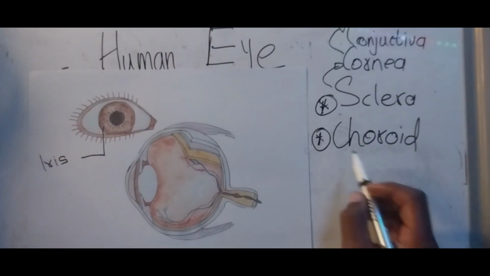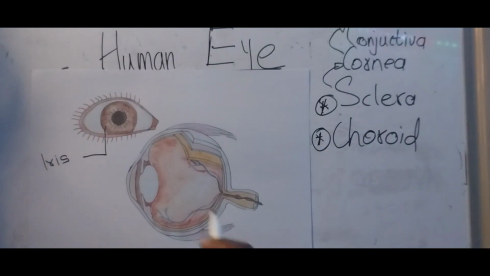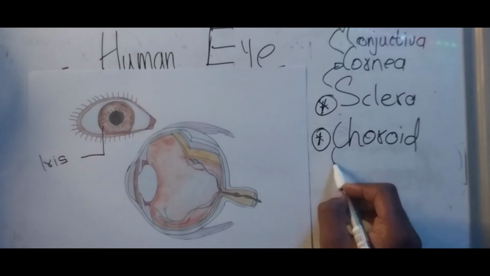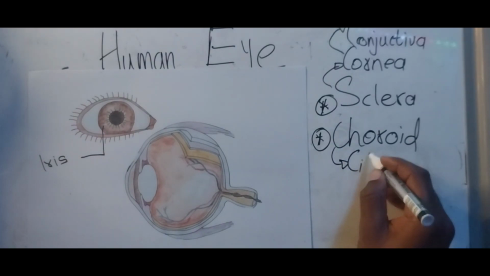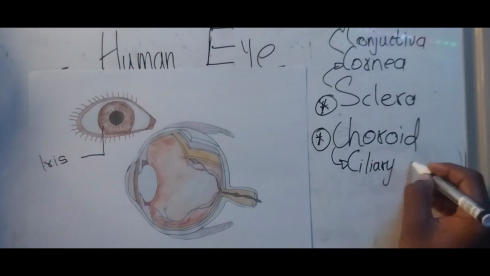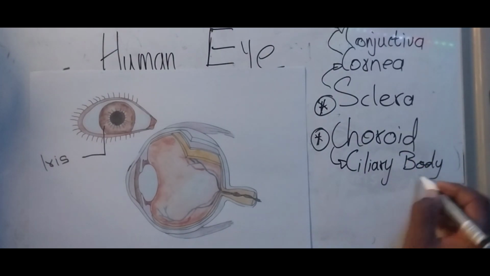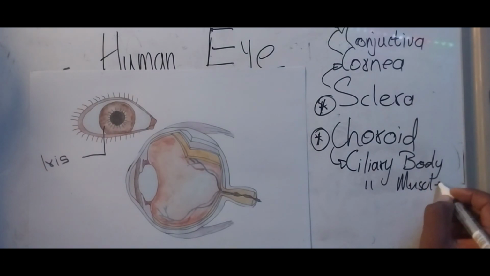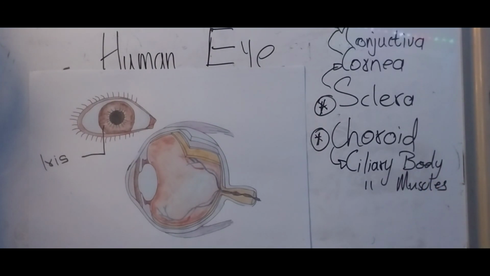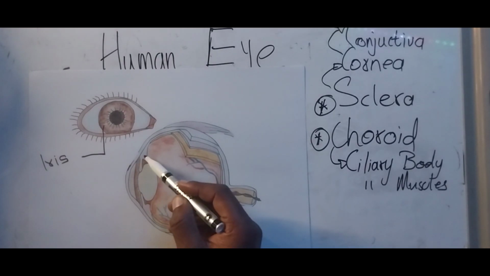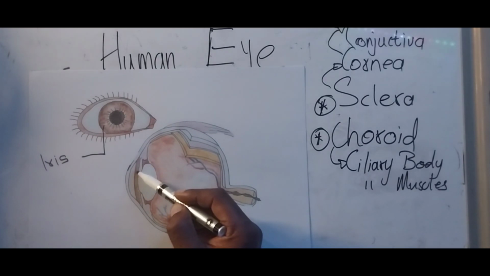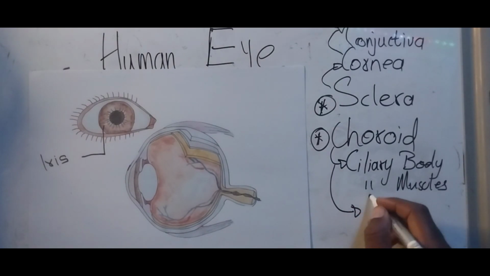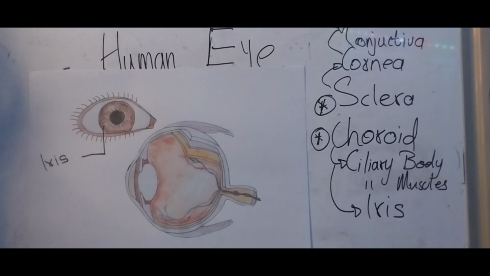Let me write it down. So the choroid is this part, and as it goes forward there, it gives rise to the ciliary body. The ciliary body has ciliary muscles. Then the ciliary body goes down again to give rise to the iris. I hope you can see it there.